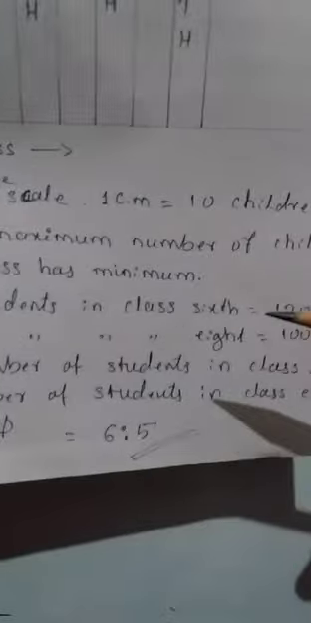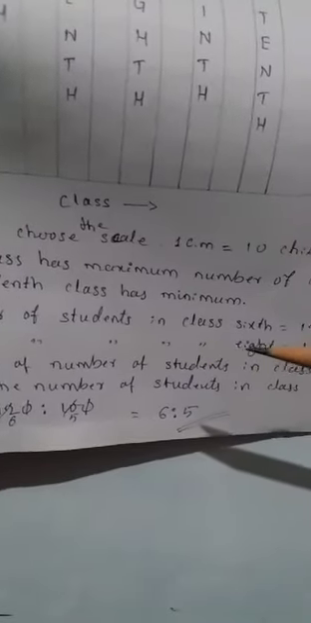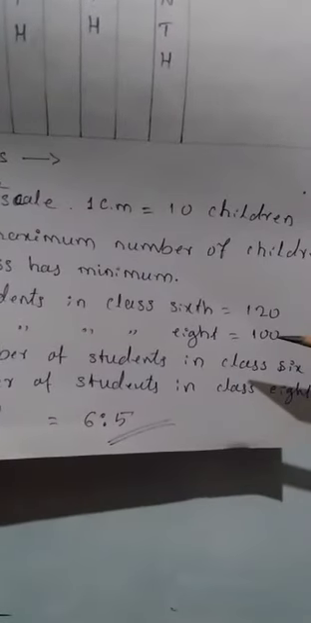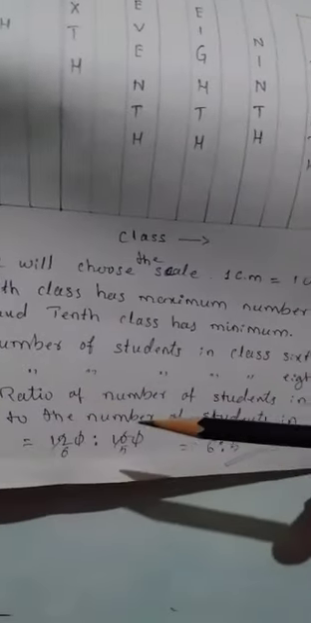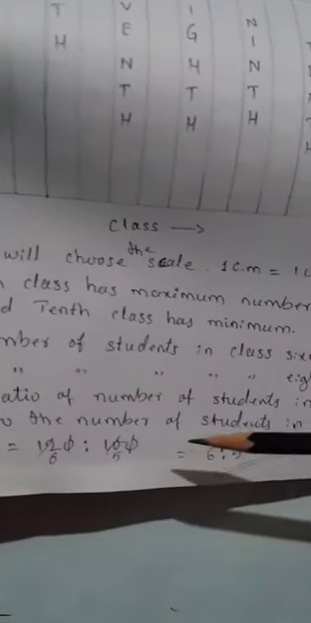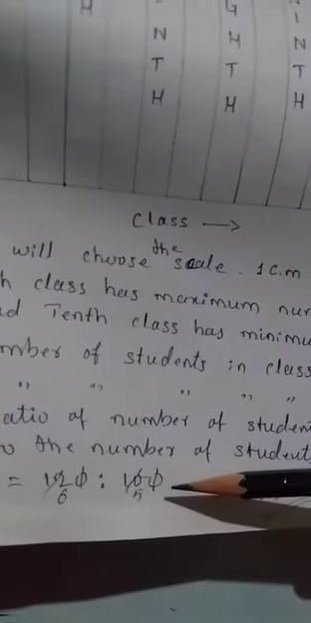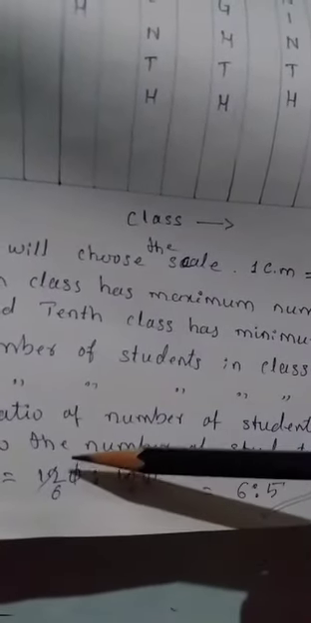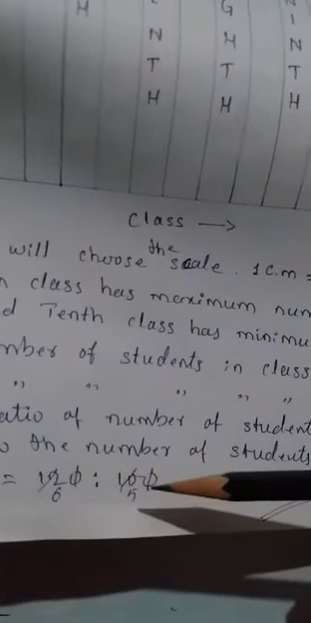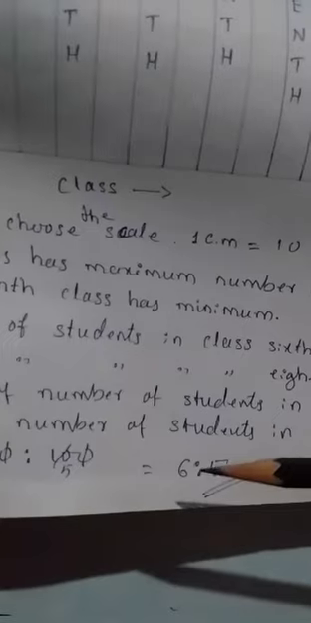Number of students in class 6th is 120, and similarly number of students in class 8th is 100. Therefore, the ratio of number of students in class 6th to the number of students in class 8th is equal to 120 is to 100. Now cancel the zeros, remaining 12 is to 10, divide by 2. 2 sixes are 12, 2 fives are 10, 6 is to 5. It is 6 is to 5.